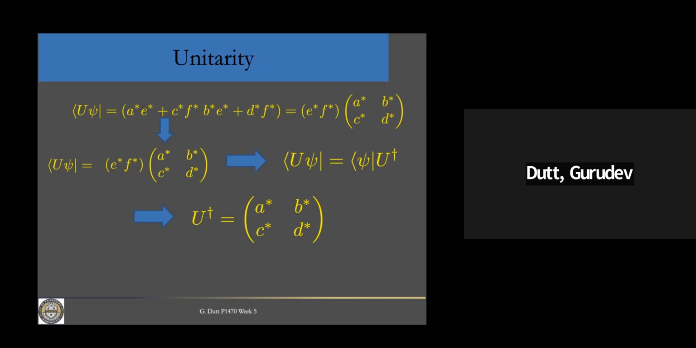So far what I've shown you is that the state U psi, which I wrote a couple slides ago, has a dual, which can be written as the dual of psi times the complex conjugate transpose, which is called U dagger of the matrix U. And this complex conjugate transpose has a name in quantum physics. It's called the Hermitian adjoint. Sometimes I might by mistake say the adjoint, but it just means complex conjugate transpose.